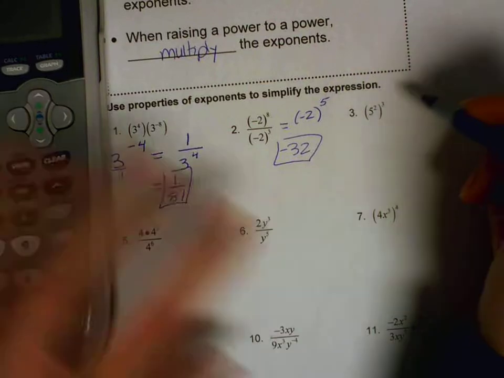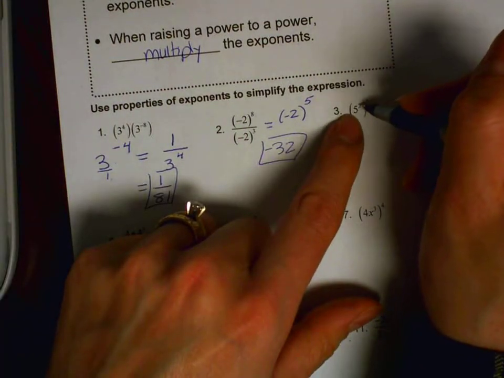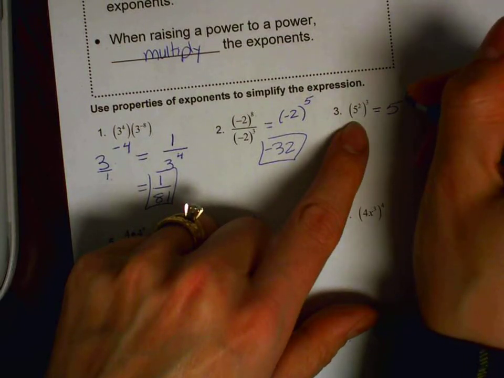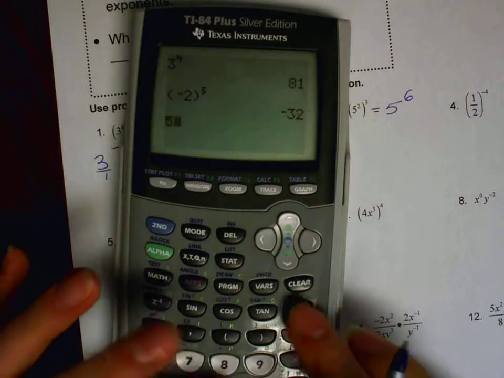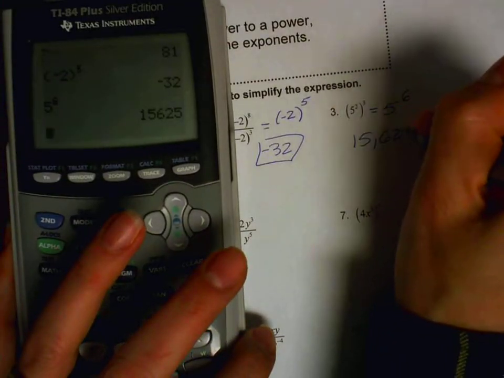This one is power to a power. So I have 5 squared to the 3rd, which is 2 times 3 is 6. In my calculator, 5 to the 6 is 15,625.